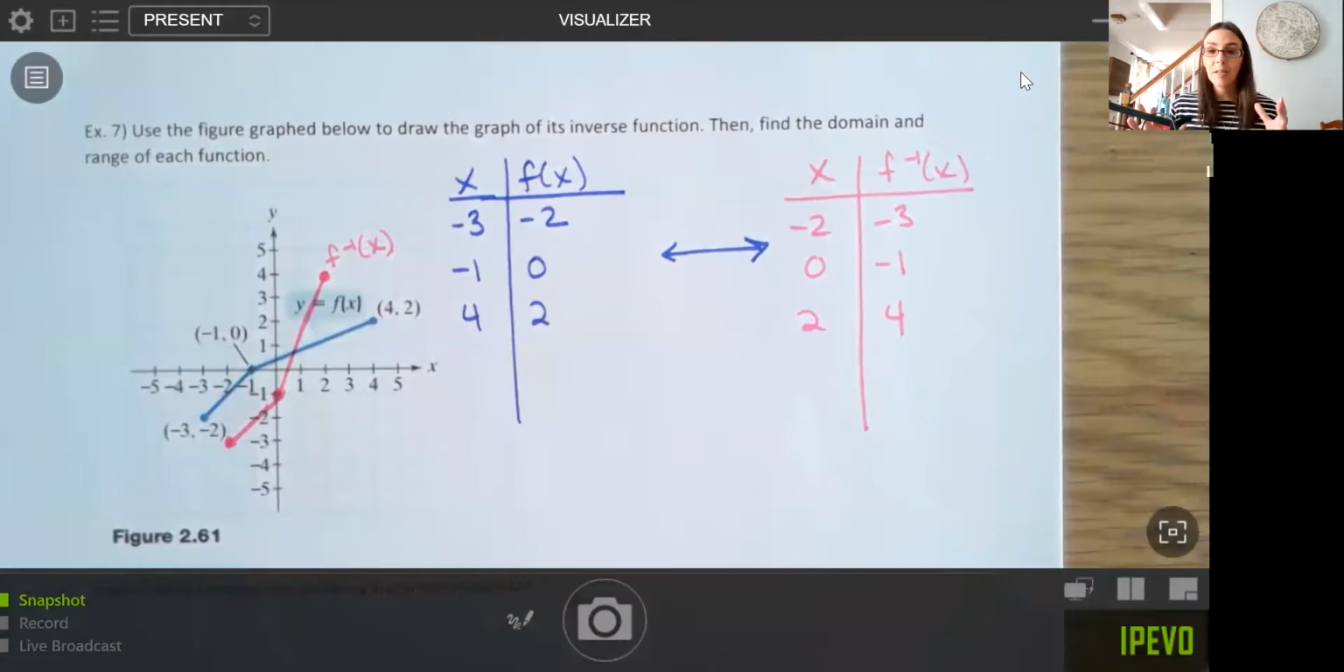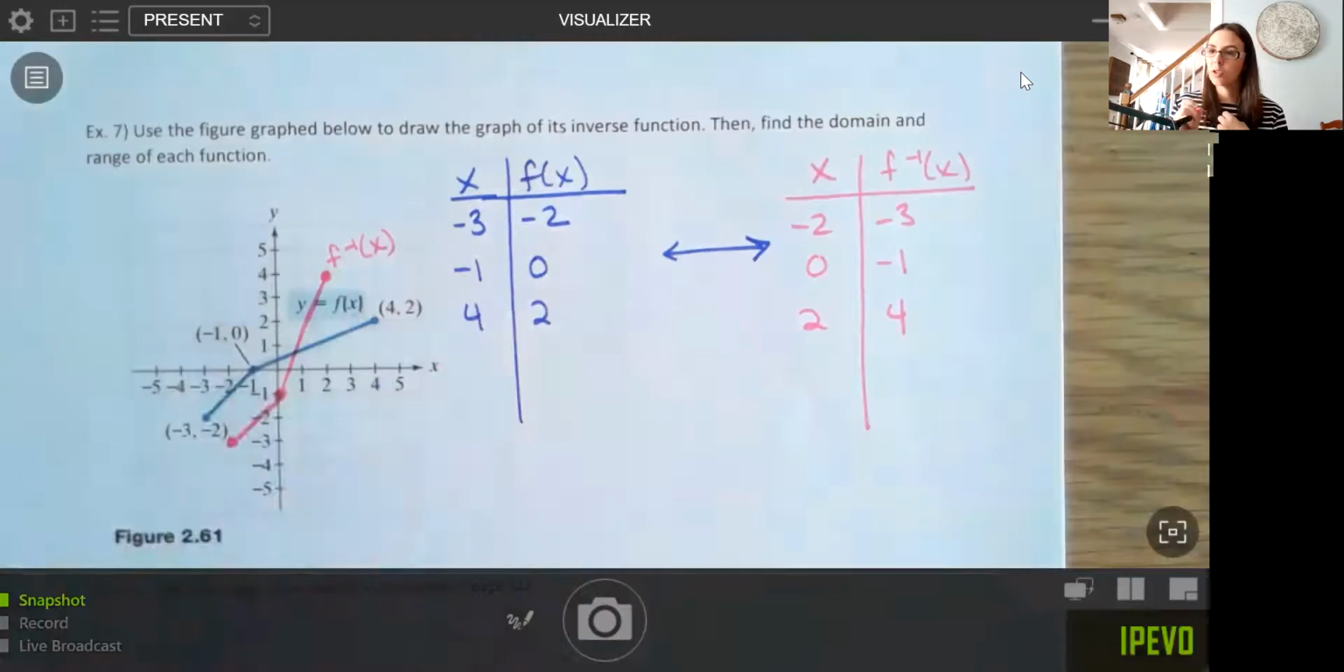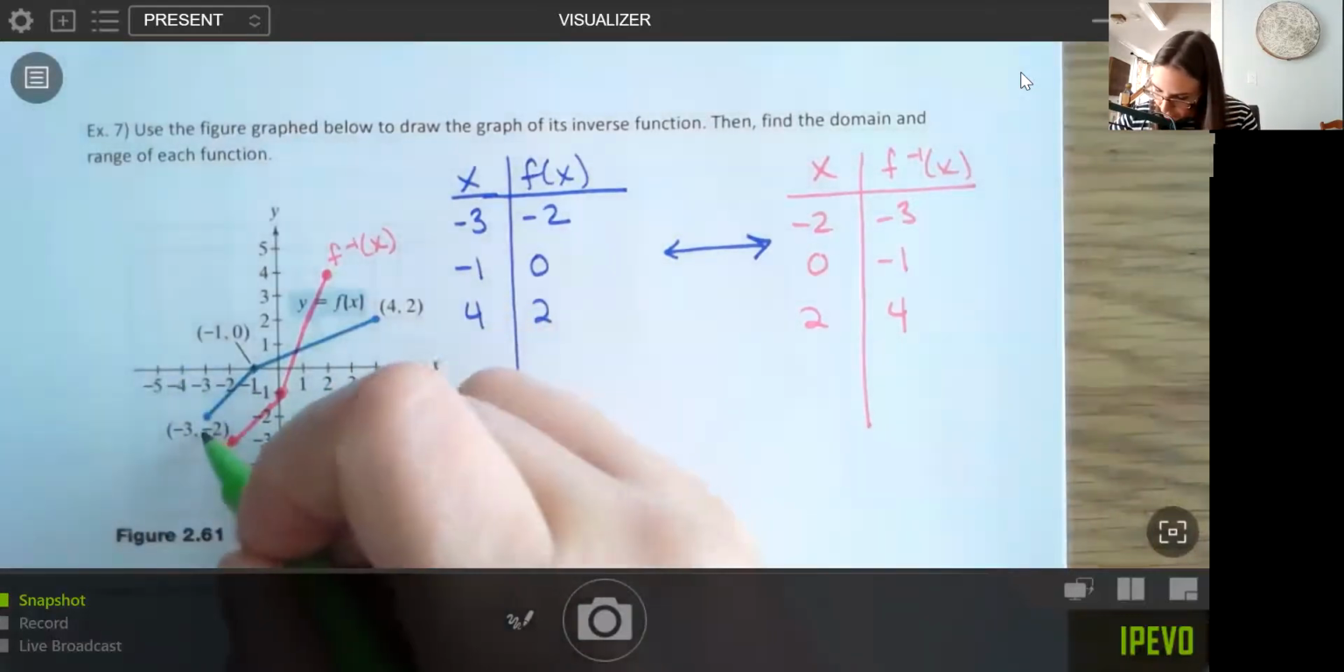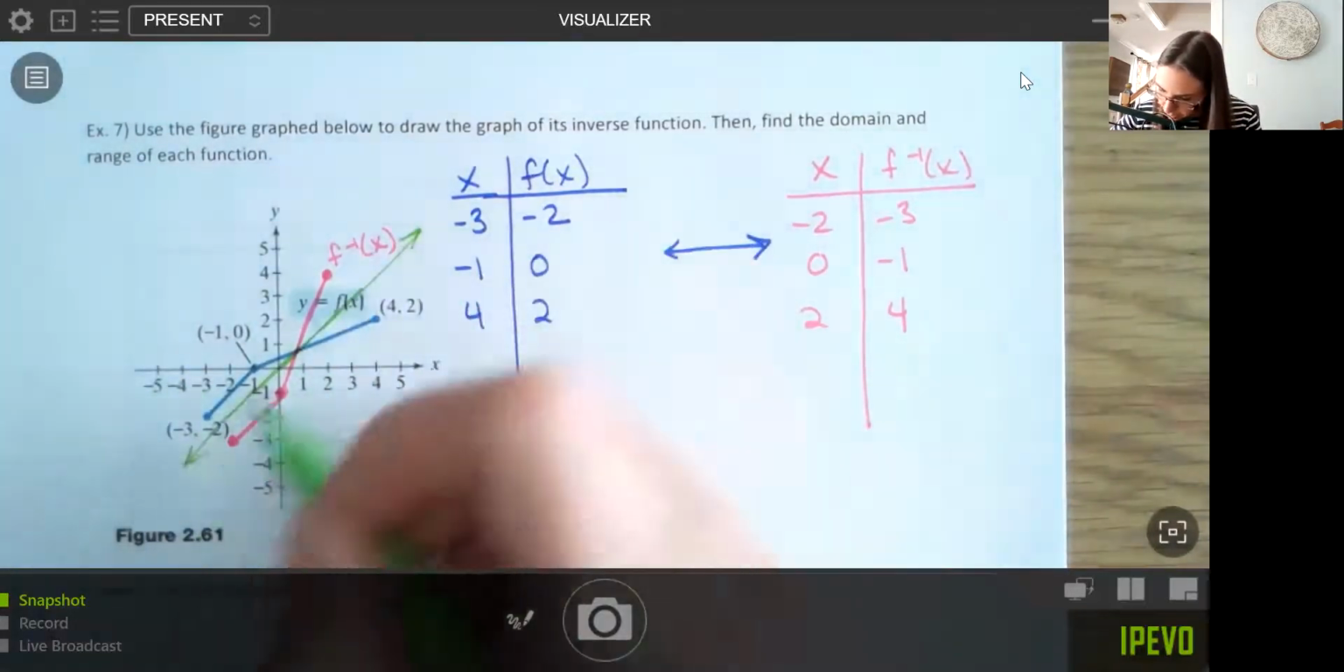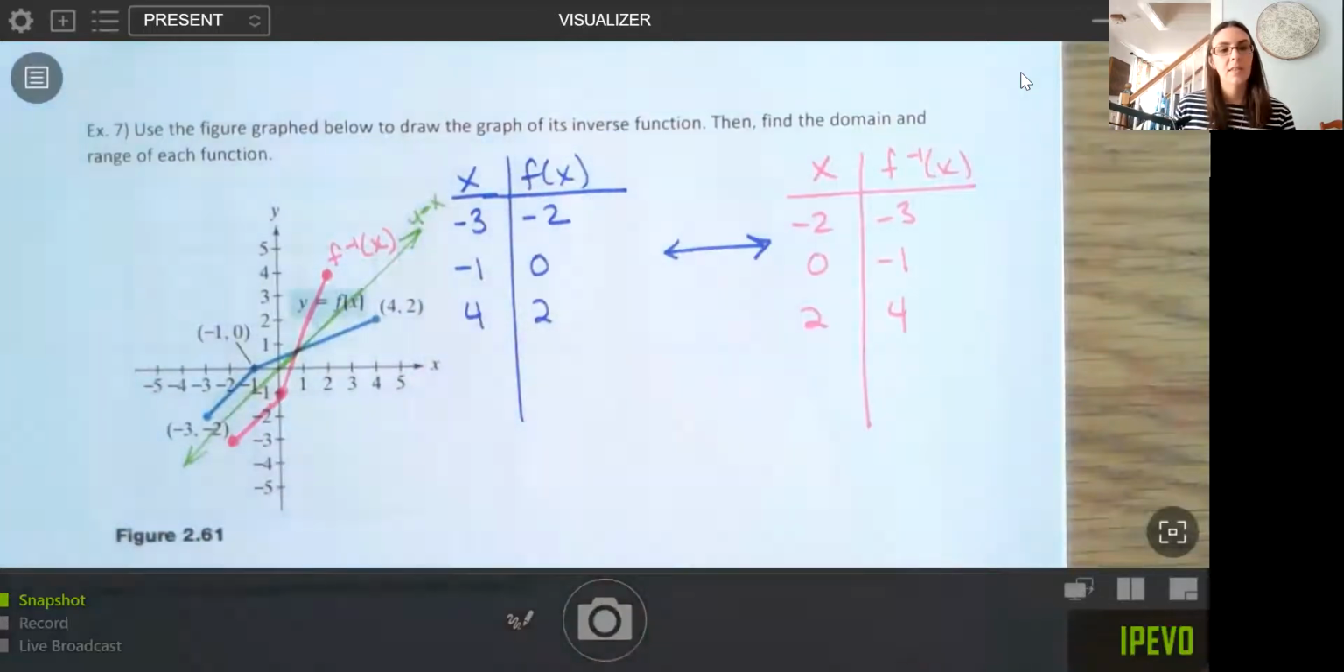All I did was take those points, I swapped the values, and then I just copied the shape, right? So both of these were line segments, so I just connected them with line segments. And notice you have that diagonal reflection, right? If you're looking at this line, right here, you can see that would be the line y equals x. You can see that you have that nice reflection diagonally. So those are your inverse functions.